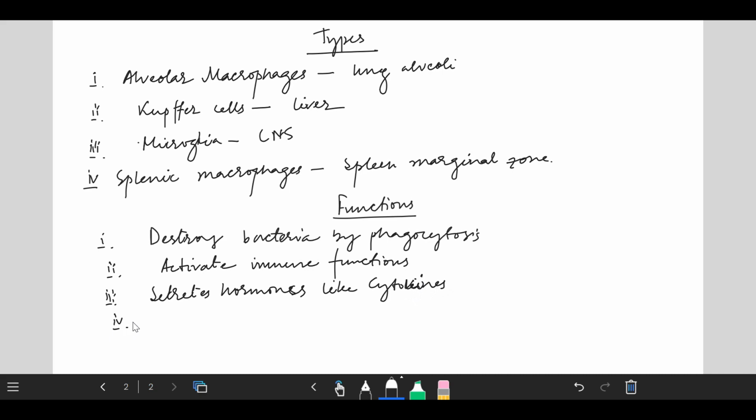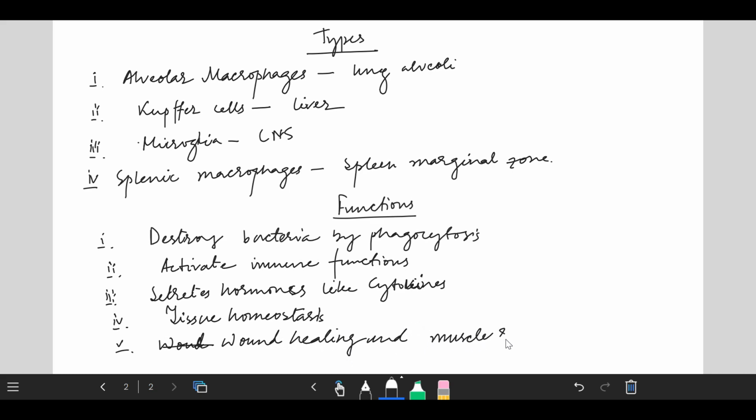Okay, and helps in the tissue homeostasis. And last one is, they can help in wound healing, or they have the power of wound healing and muscle regeneration. So these are the functions of macrophages. Okay. Now I have told that it can secrete hormones like cytokines. There is a little bit of difference between hormones and cytokines. Hormones actually act at a distance, but cytokines act locally.